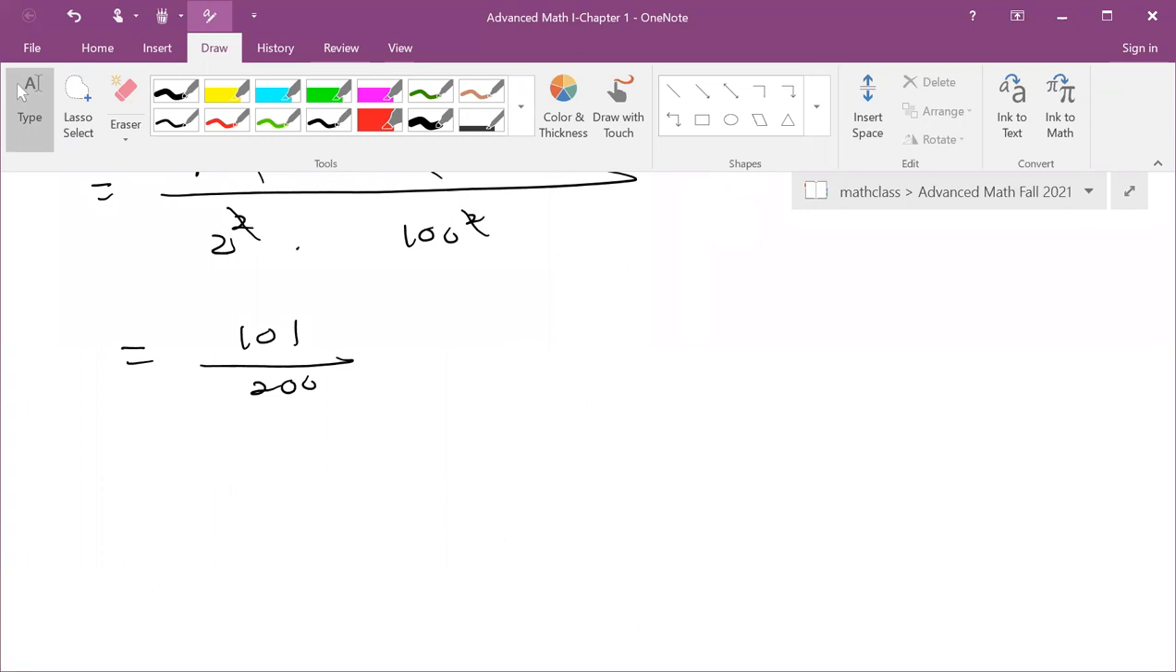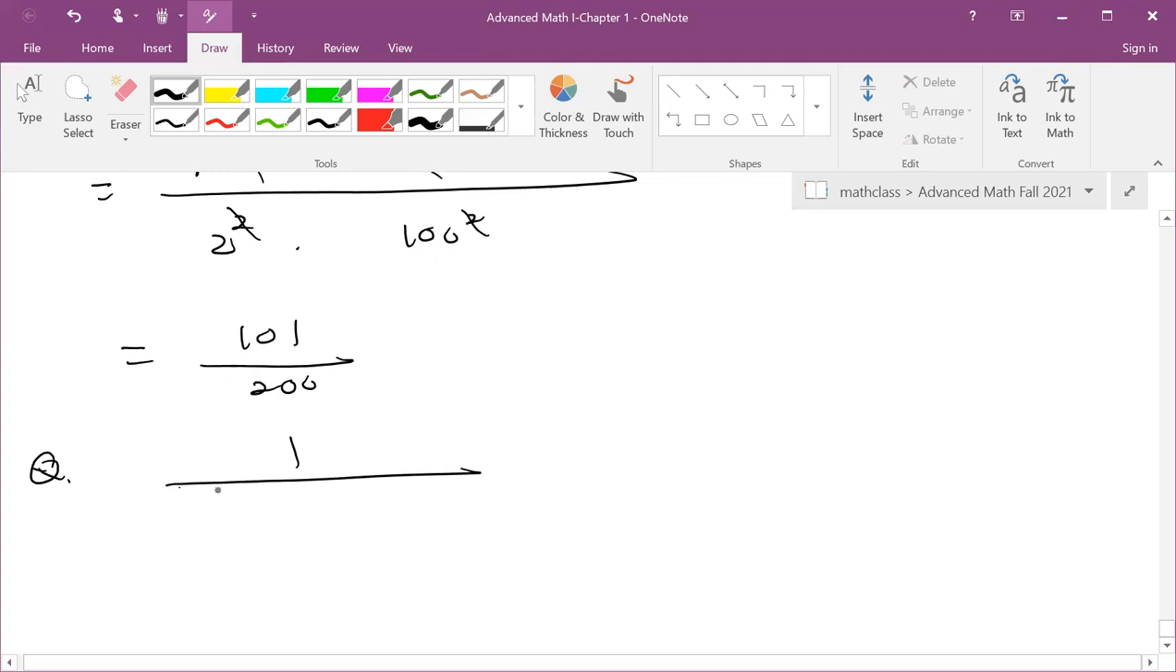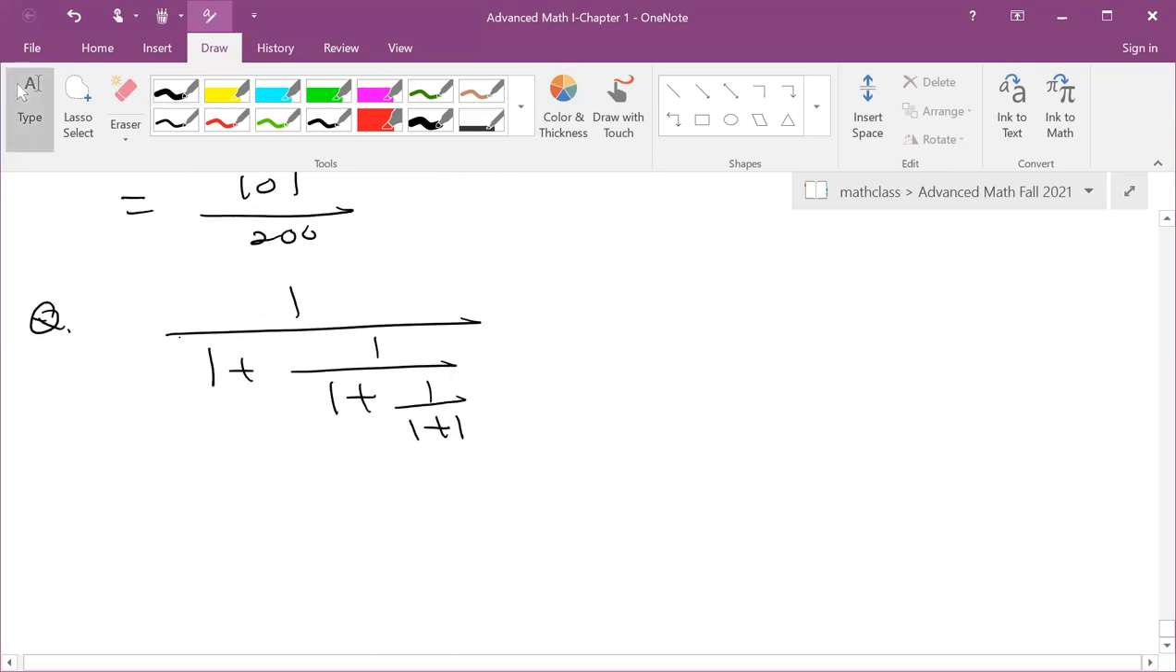All right, finally, I want to talk about giant fractions. We know how to simplify a fraction like this. I can do it step by step, right?